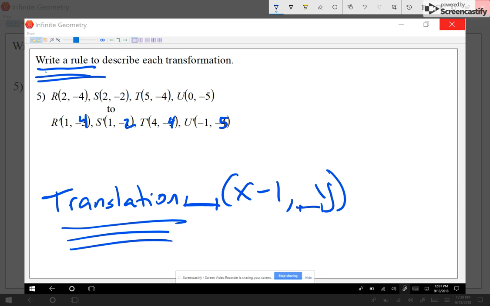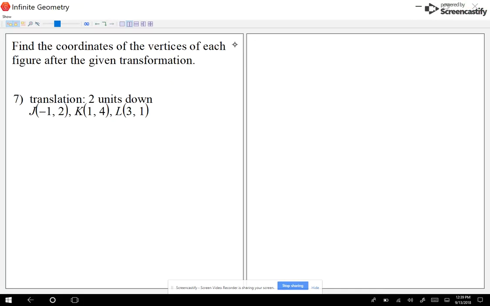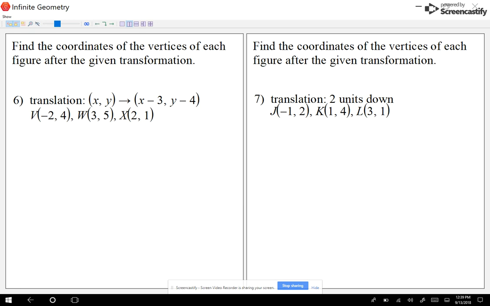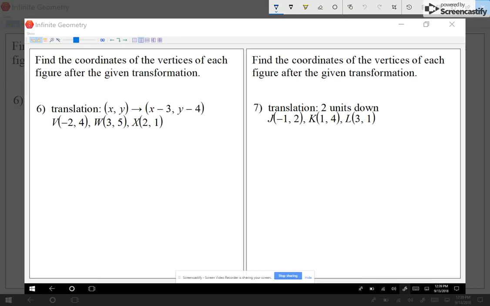No? Now, my last two examples, I'm going to ask you guys to find the coordinates of the vertices of each figure after the given transformation. So on the quiz, I will ask you guys the coordinates of the vertices, which means all the corners. I gave you guys the coordinates. So looking at example 6, every x value, we're going to subtract 3. Every y value, we're going to subtract 4.